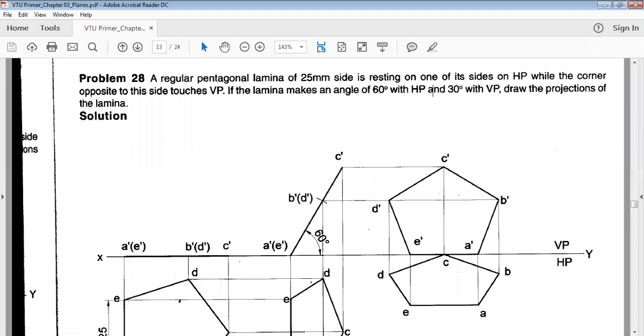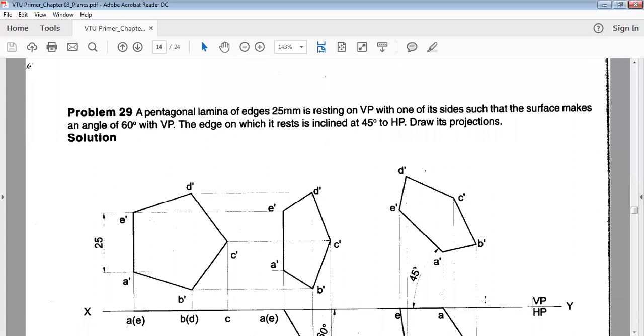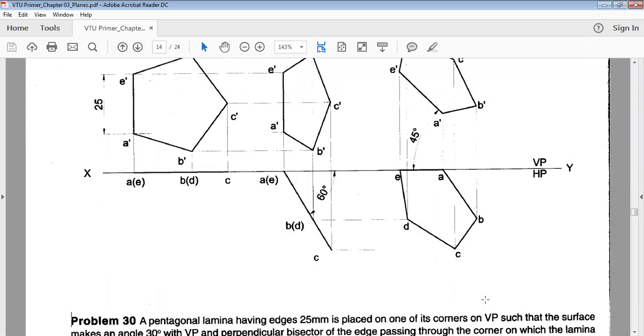Here everything is given. To get the final position, this C we will place on the XY line. Same thing, just like the previous one. So here also, just look into it. This all I think we have seen.